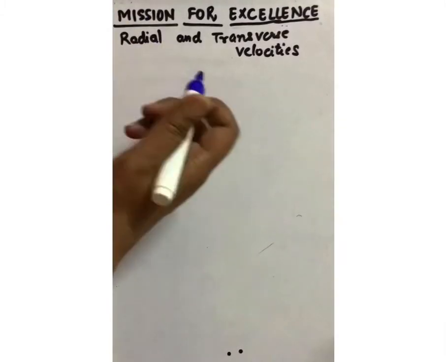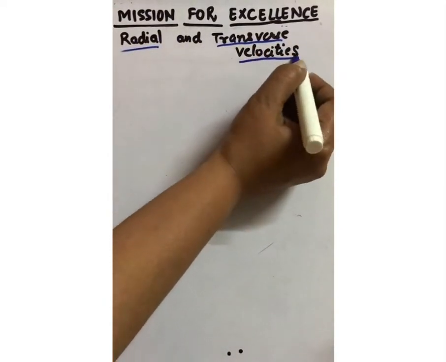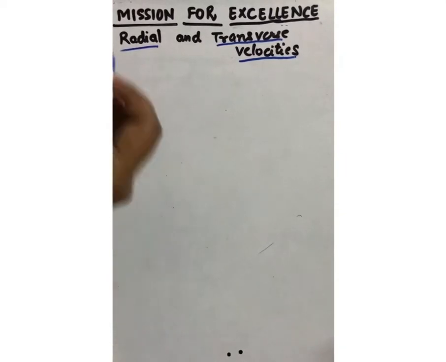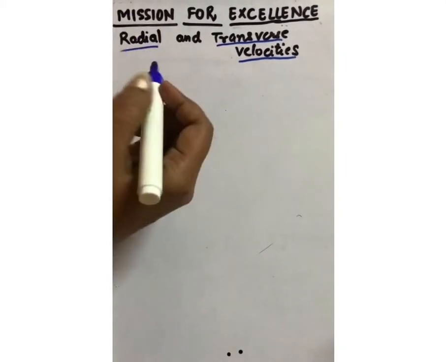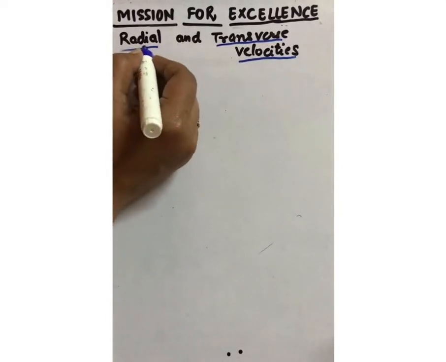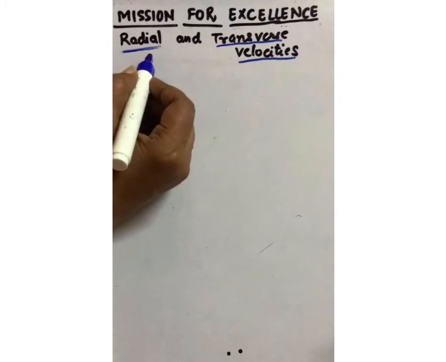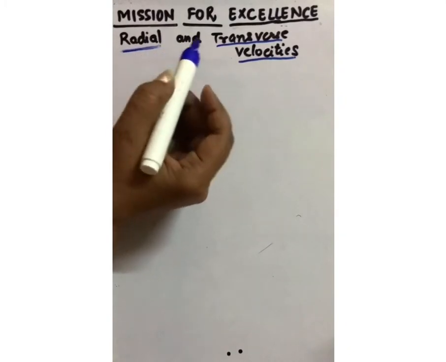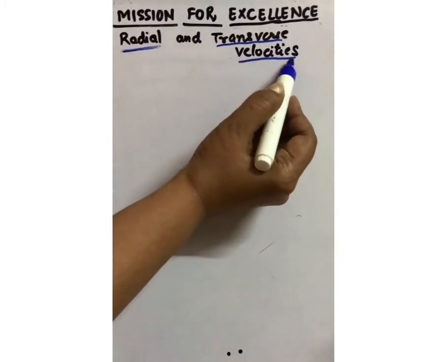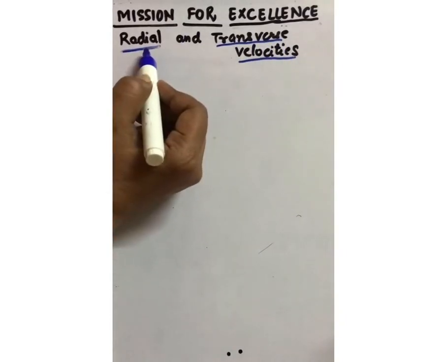Now we will do radial and transverse velocities. First, understand what is radial velocity and what is transverse velocity. Radial velocity means the component of velocity along the direction of the radial vector, that is, the radius vector. And transverse velocity is the component of velocity perpendicular to the radius vector.